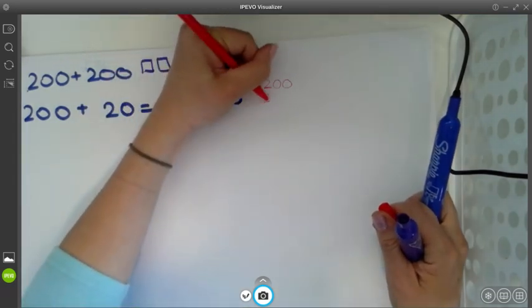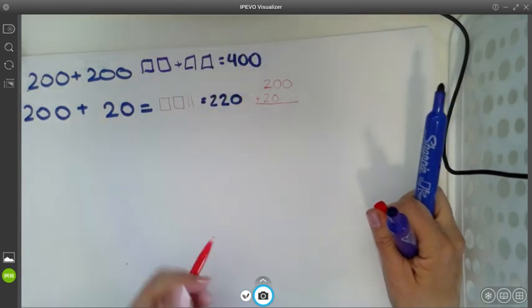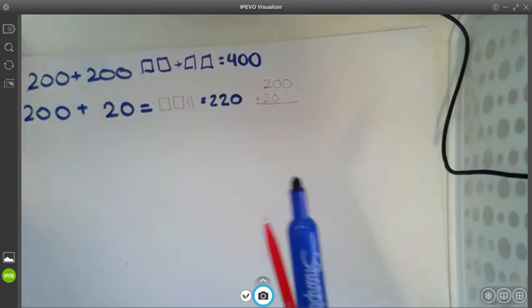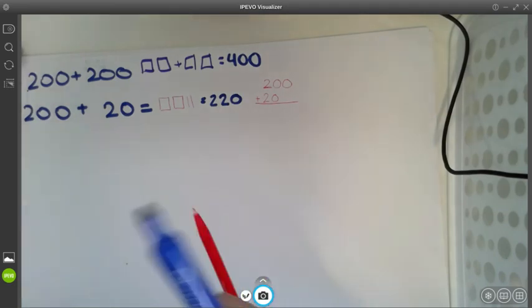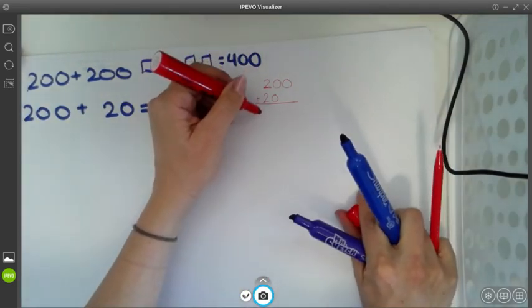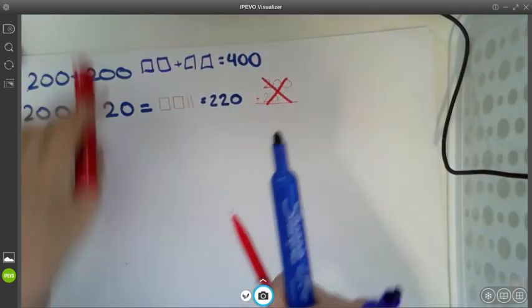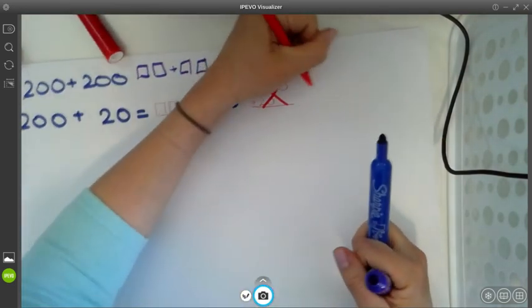I can't do this to add this number, okay? Why can't I do that? Why would that mess me up, okay? Yeah, because right now it looks like I'm adding another 200. Okay, so place value matters when you're doing vertical addition, okay?